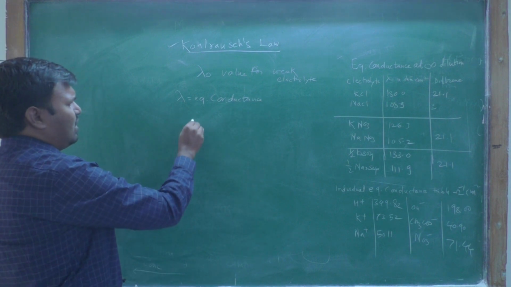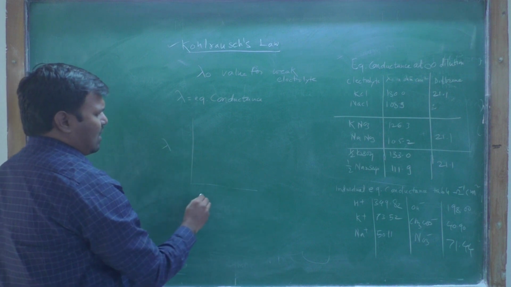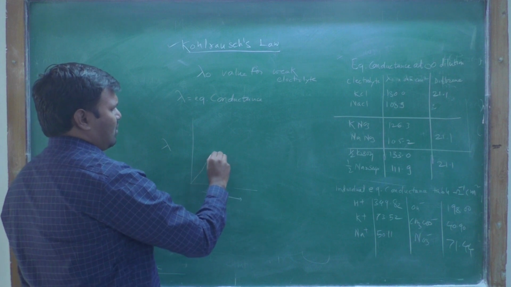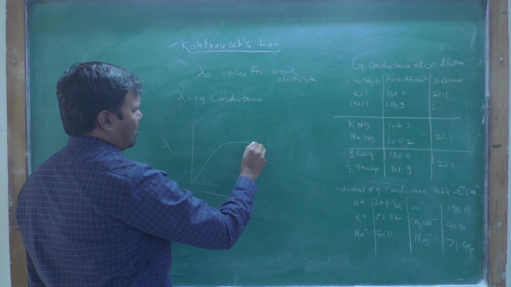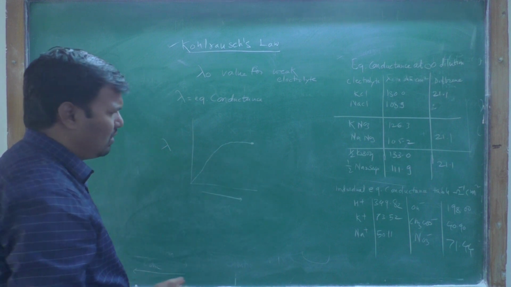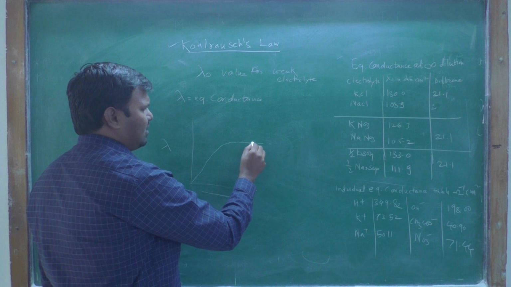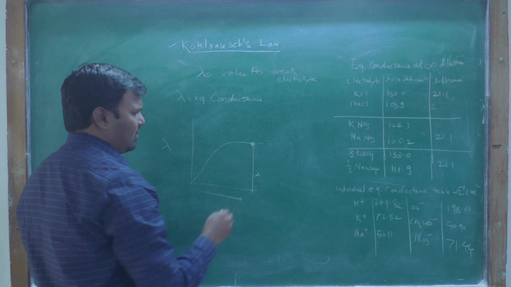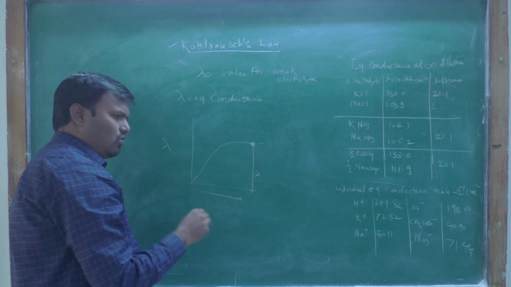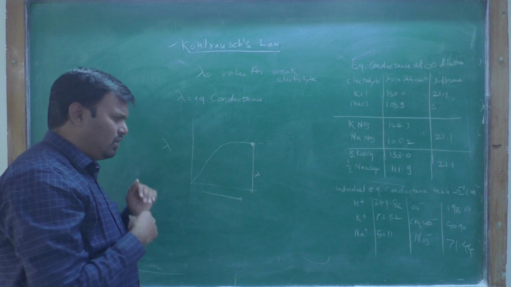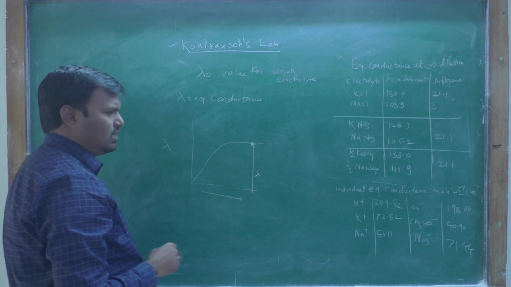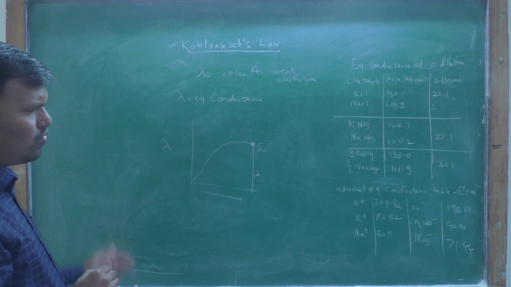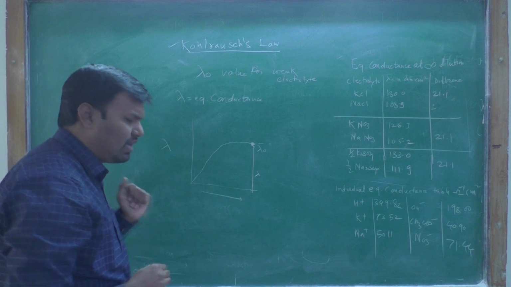But as you dilute the solution, as we discussed, the lambda value increases. At a particular dilution, the lambda value does not increase any further; that is the limiting value. After that, no matter how much water you add, the lambda value does not increase. That limiting value is called lambda 0, the equivalent conductance at infinite dilution.